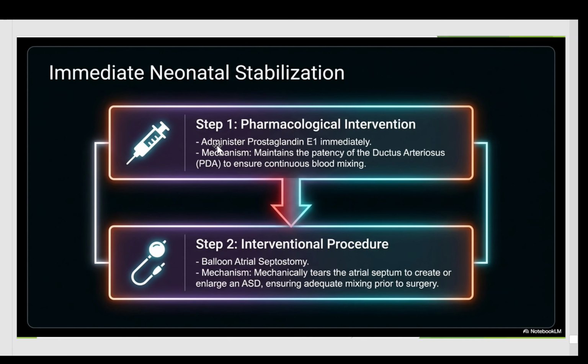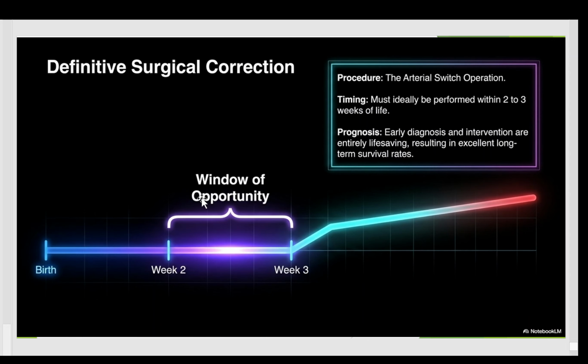So we should remember that dTGA, if diagnosed antenatally or soon after birth, requires us to act immediately to start prostaglandin E1 and refer to a center where balloon atrial septostomy can be carried out, so that the initial few weeks of life are possible. And this is the timeline from birth to week 2.